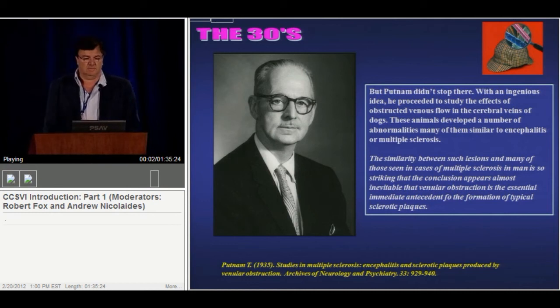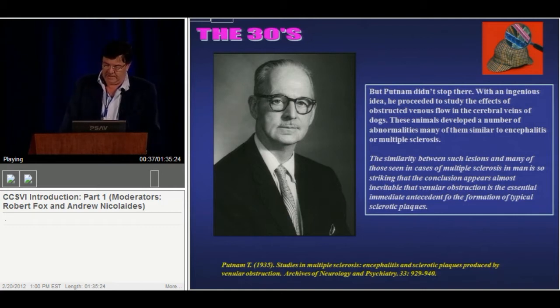During the 30s, Putnam from Boston developed an animal model based on occlusion of cerebral veins in dogs, and he found abnormalities quite similar to encephalitis or to multiple sclerosis. His conclusion was that the venular obstruction is the essential immediate antecedent for the formation of typical sclerotic plaque. And this has been published.